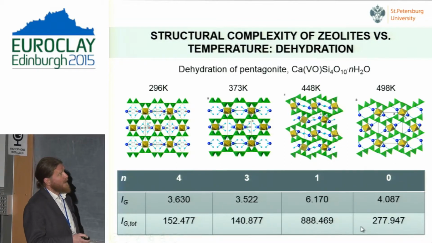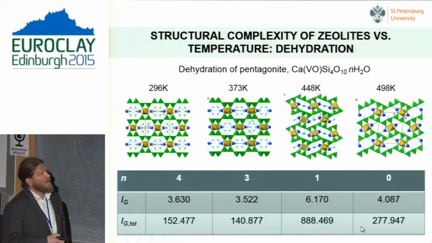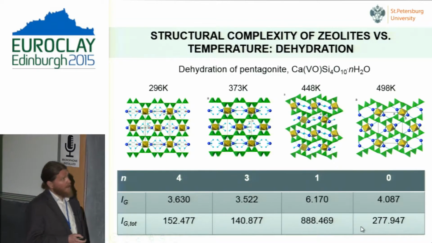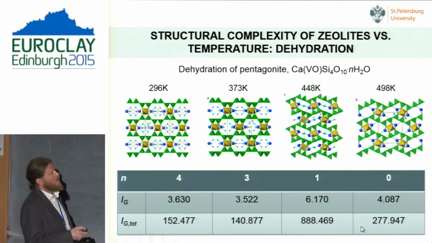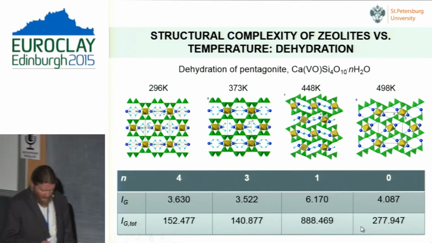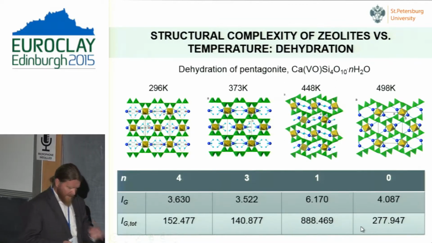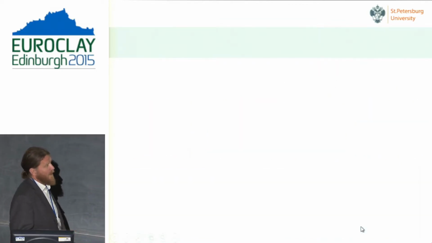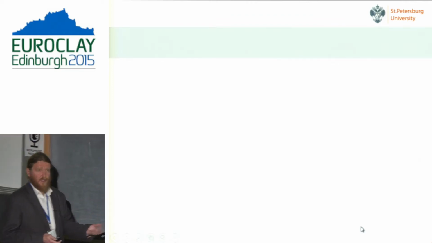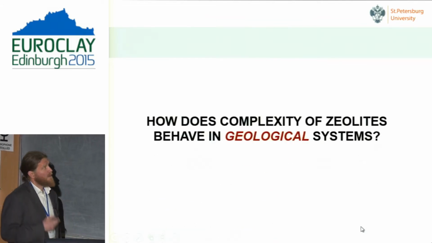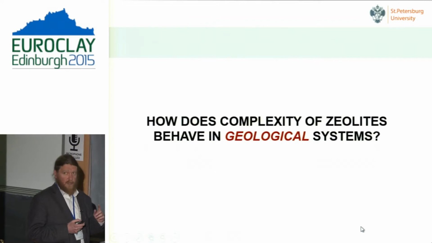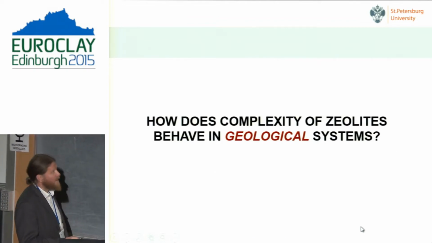For example, this high temperature structure at 448 kelvins is much more complex than, for example, these low temperature structures. So the complexity goes like this. With dehydration, it's not easy to say how the complexity or how the entropy would behave with increasing temperature. And now another interesting question: how does complexity of zeolites behave in geological systems or in geochemical environments?